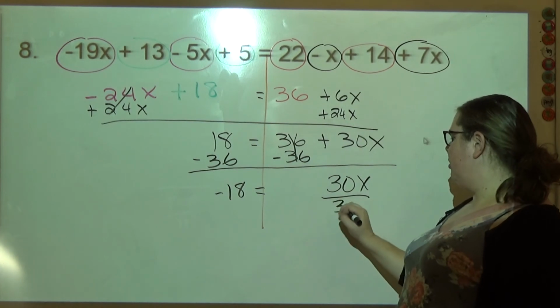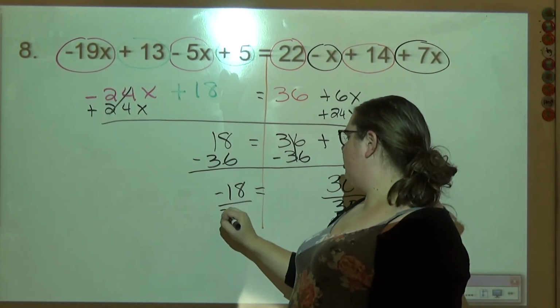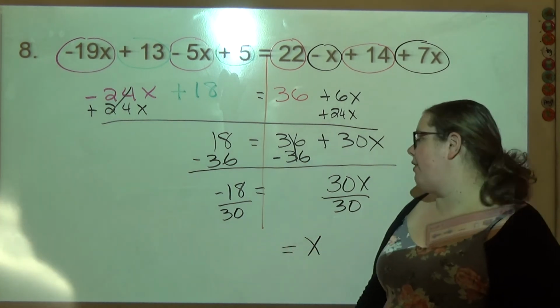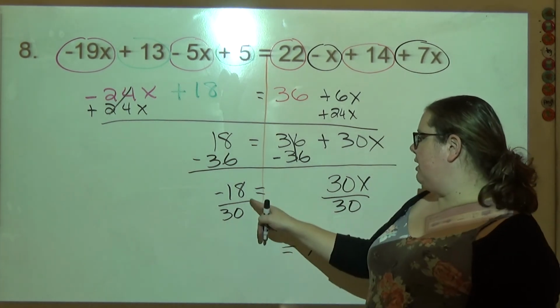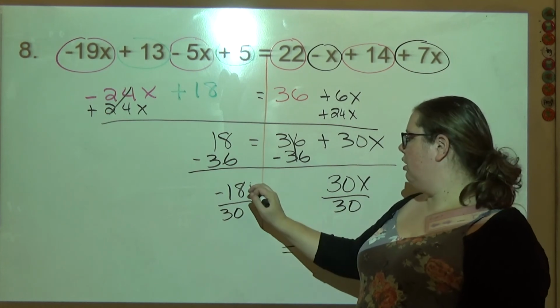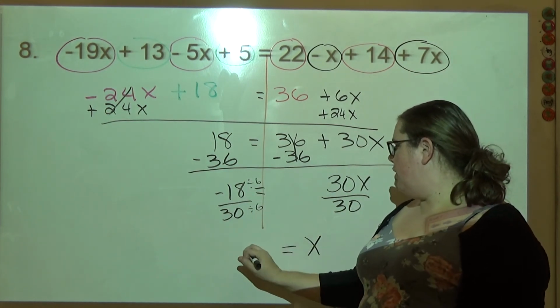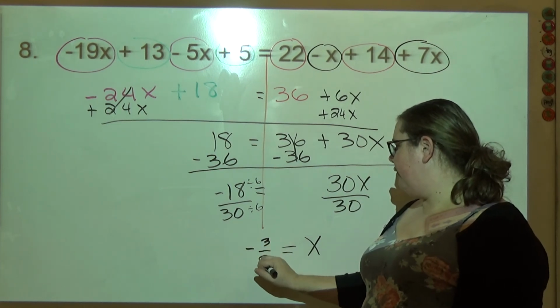Divide by your coefficient. x equals, now we can simplify that fraction. What divides into 18 and 30? You can do 3 or you can do 6. You can do 6. So negative 3 over 5.